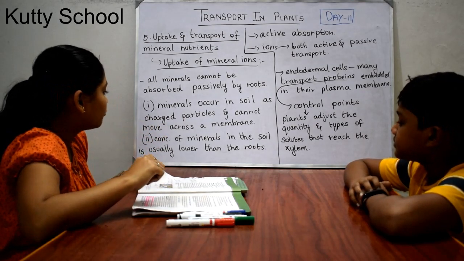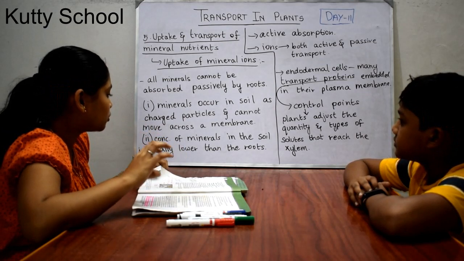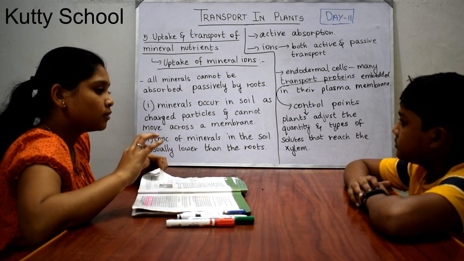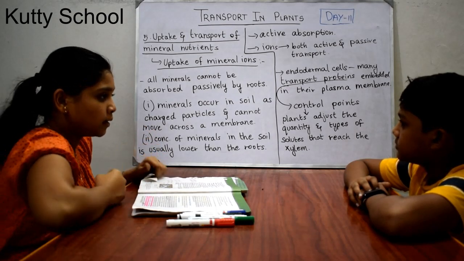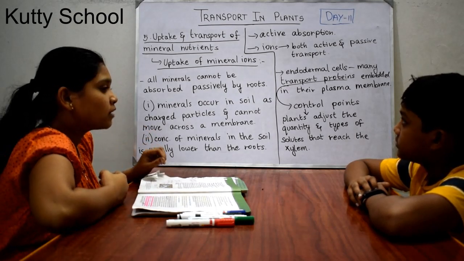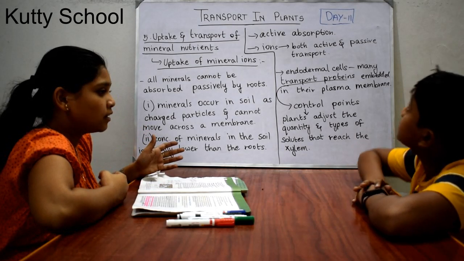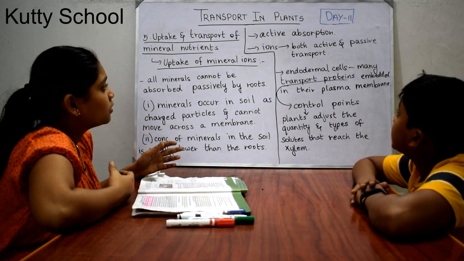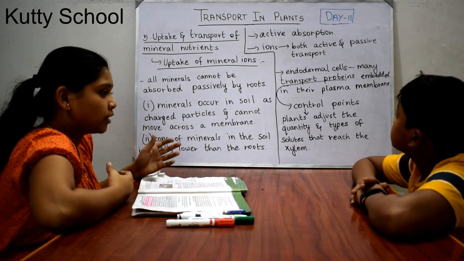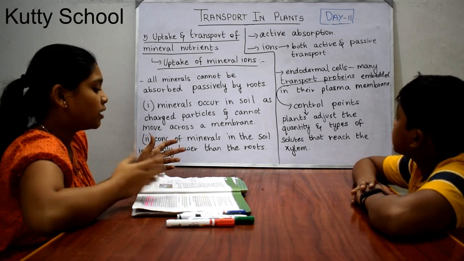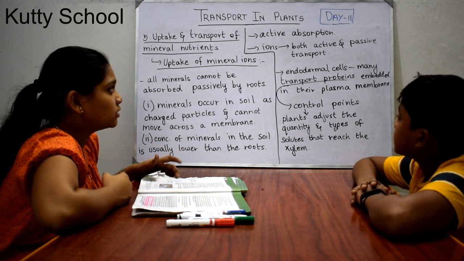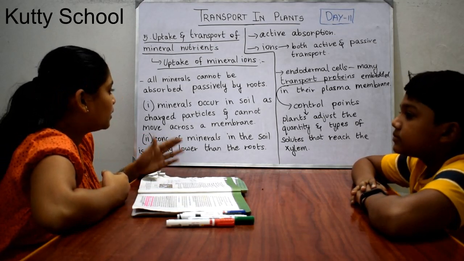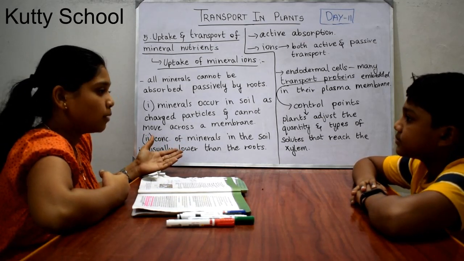So the minerals present in the soil are usually lower than the minerals present in the roots. Therefore, they cannot be passively taken up by the roots. So active absorption is necessarily done here for some ions. Active absorption is nothing but active transport with the use of energy and ATP. We have discussed this in the last lesson and at the start of this lesson. So here it undergoes active absorption.